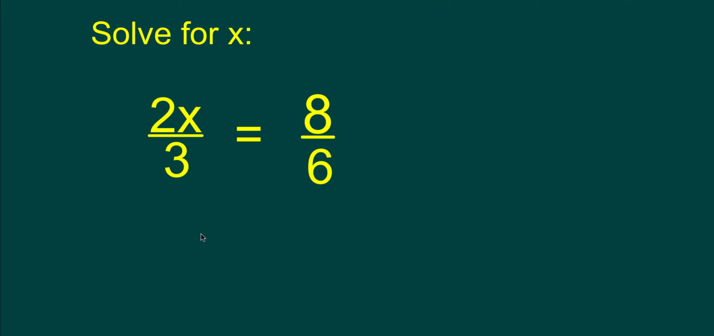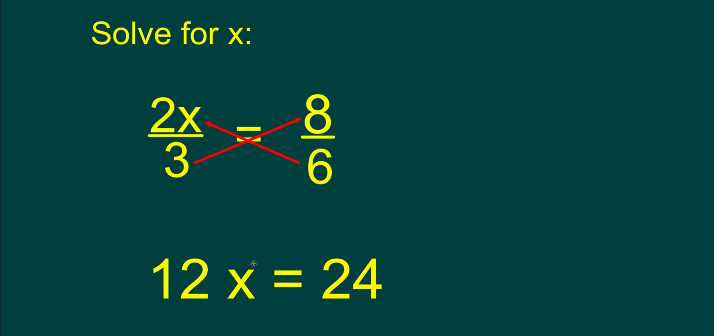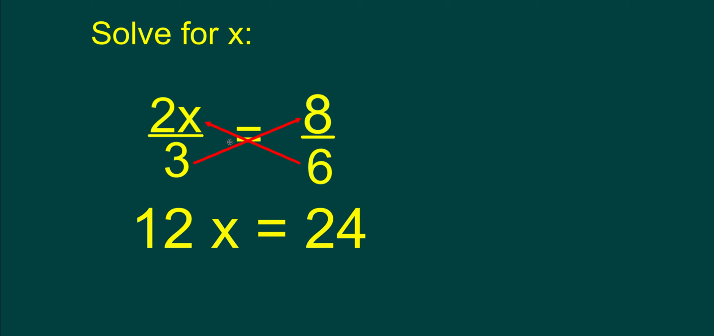Okay, let's look at another relation. We've got 2x over 3 equals 8 over 6, and obviously we want to solve for x. The idea of cross-multiplying is I'm going to take my 6, which is on the bottom of the right, and multiply it by the 2x. Then I will take my 3, which is the denominator of the left-hand side, and multiply it by the numerator of the right-hand side. So you end up getting 6 times 2 is 12, and 3 times 8 is 24.